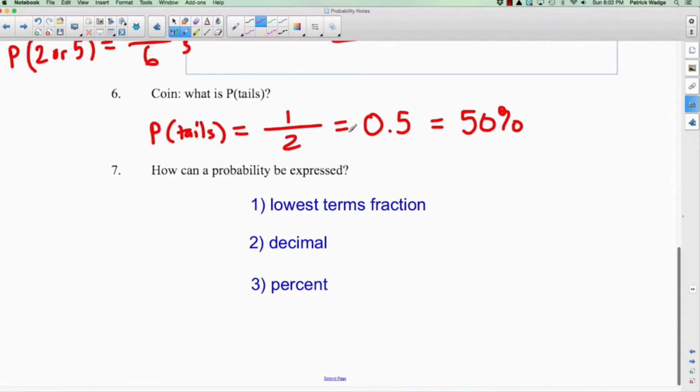So when you're looking at your answer book and everything, you might want to sneak a peek and see which way they've expressed their answers, so then you can put yours in similar form to check your answer.